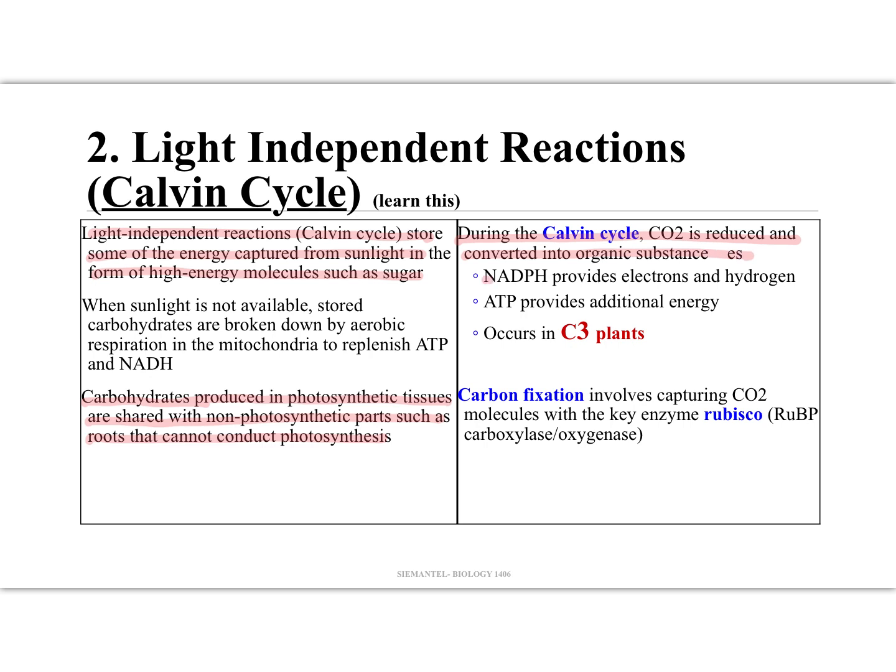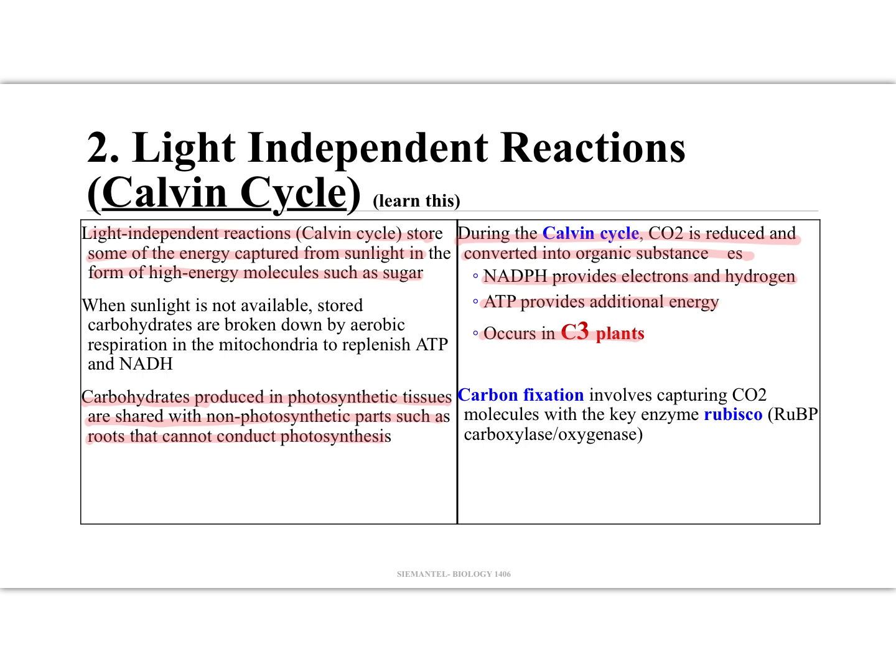Okay? So where are all the parts and pieces coming from? Well, NADPH is going to give us the electrons and the hydrogens to help us make glucose. ATP is going to give us the energy needed to make the bonds to hold all the elements together. And the carbon comes from carbon dioxide. Okay, so this is the way it works in the majority of plants, and we call those plants C3 plants.